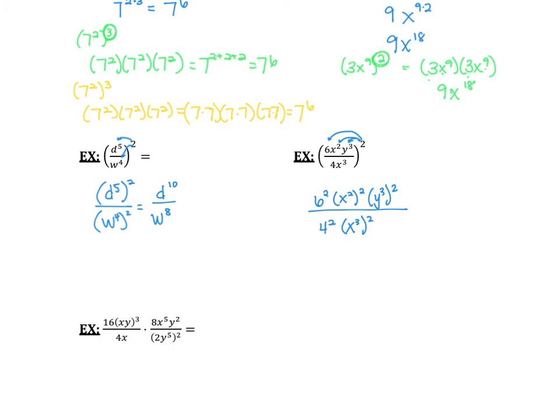Now what I'm going to do is I'm going to simplify these. 6 squared, 36. X squared squared would be x to the 4th. We multiply. Y cubed squared would be y to the 6th. We multiply. Over 16x to the 6th. If you got that far, you did great.